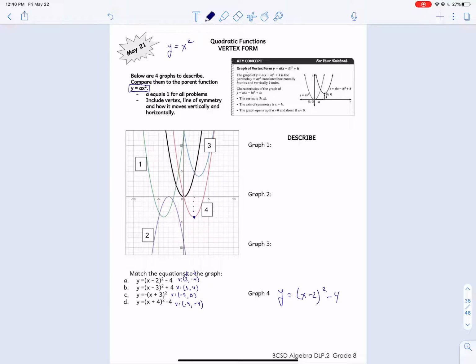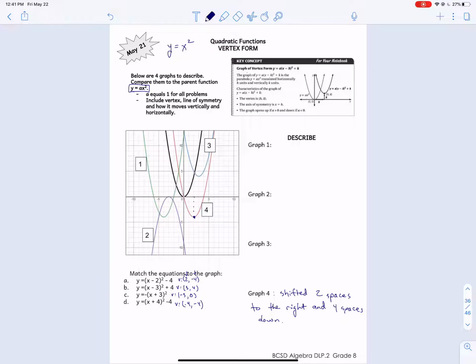Okay. And then, oh, well, actually, it looks like we need to write how it moves. So this one, the graph 4, shifted 2 spaces to the right, 2 spaces to the right, and 4 spaces down. 4 spaces down. Okay, and it's facing the same direction, right? So both facing up, or opening up.